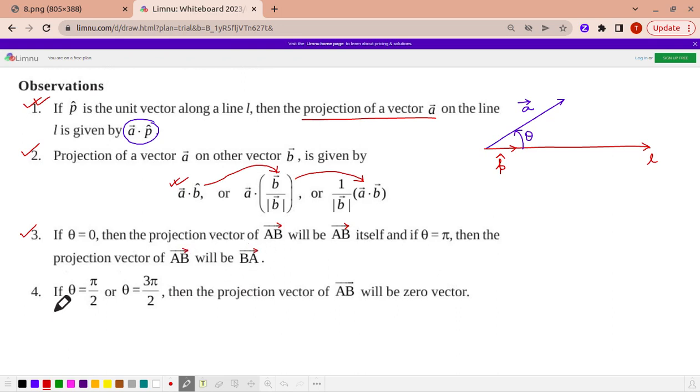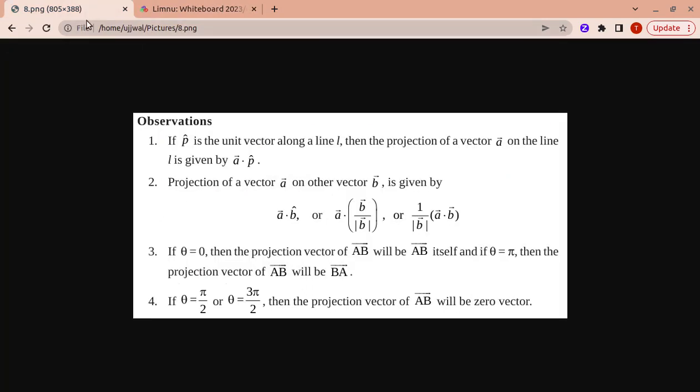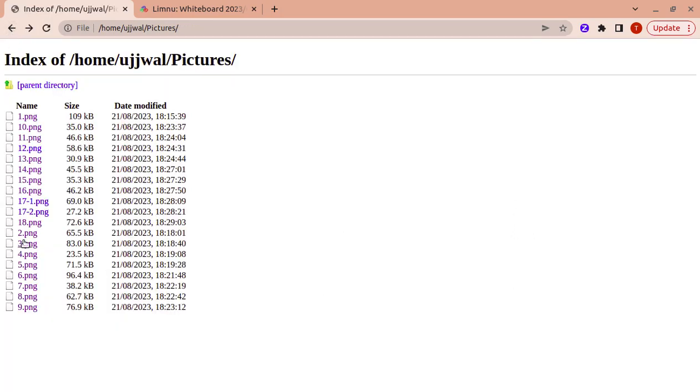Okay, done. Now, the fourth observation is that if theta equal to pi by 2 or theta equal to 3 pi by 2, then the projection vector of AB will be a 0 vector. Obviously, because in projection, cos comes in because of the dot product, the value of cos pi by 2 is 0, and the value of cos 3 pi by 2 is also equal to 0. So, we got the observations related to the projection of a vector. Now, let us proceed to the next point.